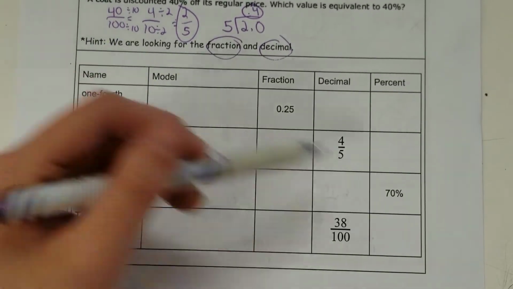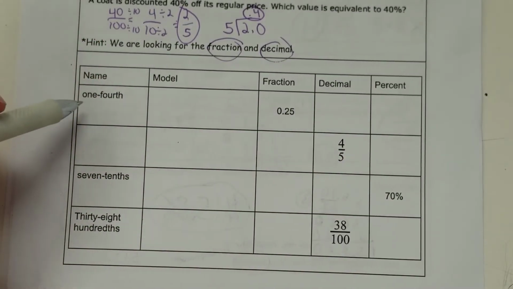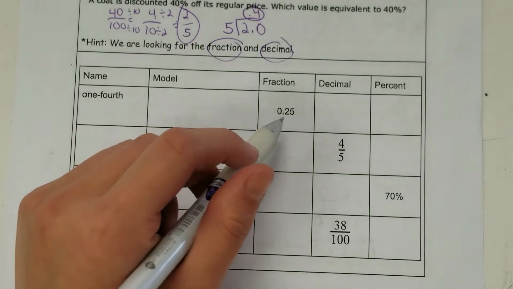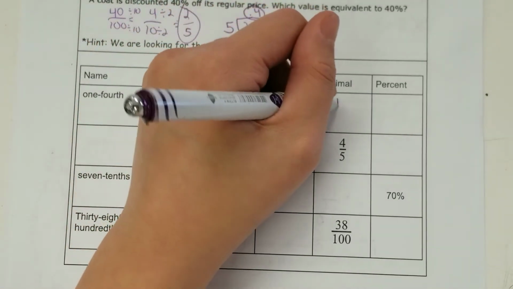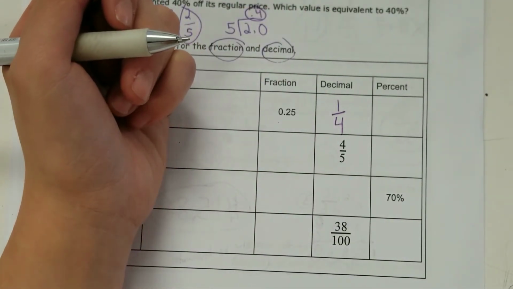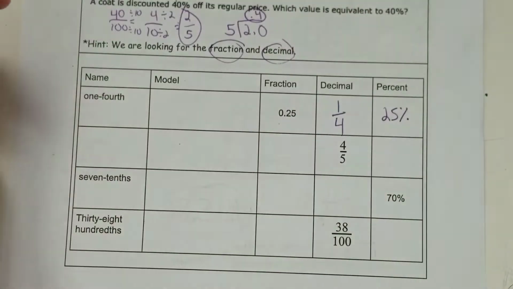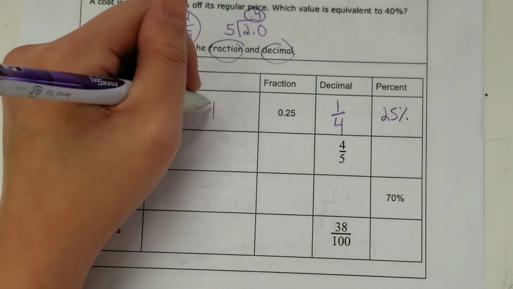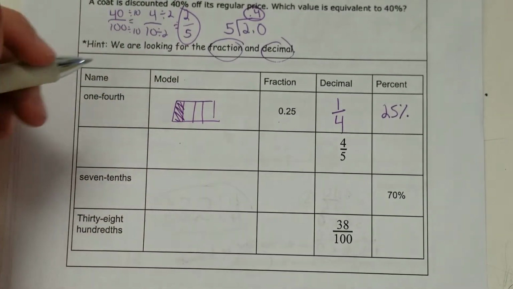So this is kind of unclear, but basically you have to fill in the blanks. And so 1/4, we know that it's 25 hundredths. We also know that 1/4 is written like 1/4. And in percent form, it's just 25%. If you wanted to see a model, I would have just colored in 1 out of the 4.